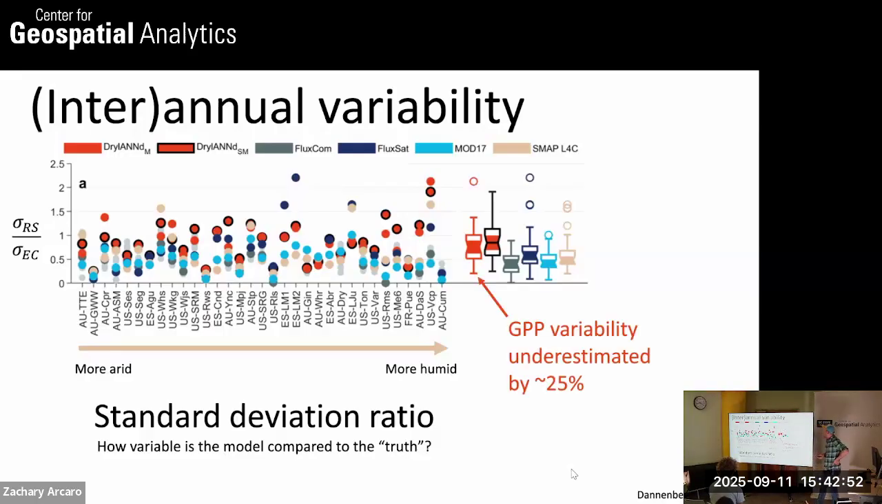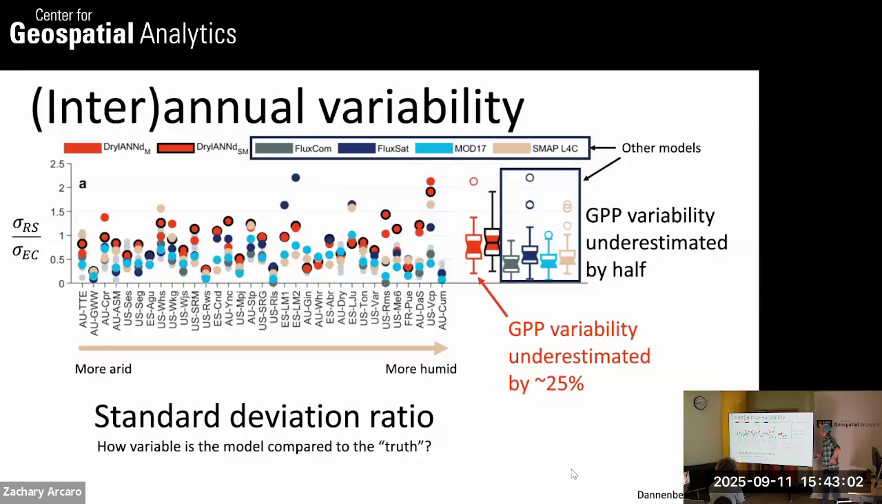What we found is that our product underestimates the GPP variability by about 25%. In other words, we have mostly standard deviation ratios averaging about 0.75. The existing products, the other models, underestimate it by more like 50%. So we see a big improvement in our ability to represent variance in gross primary production.